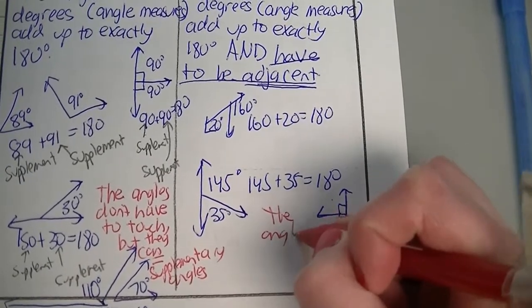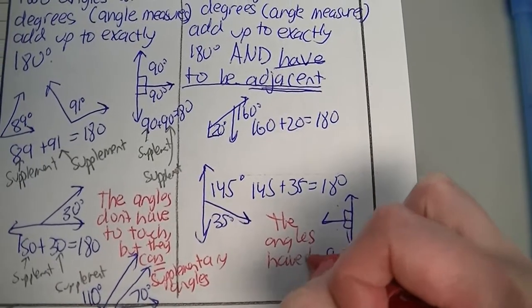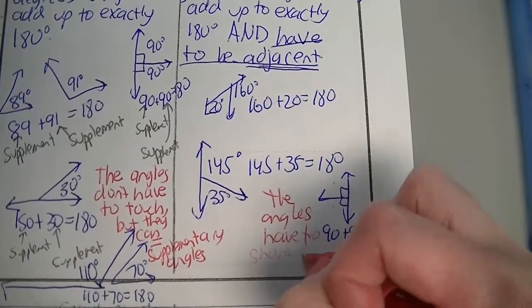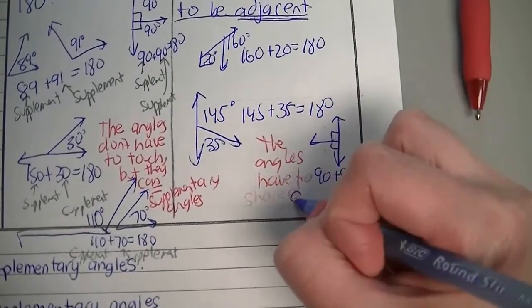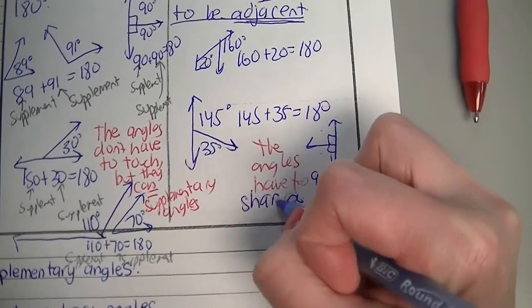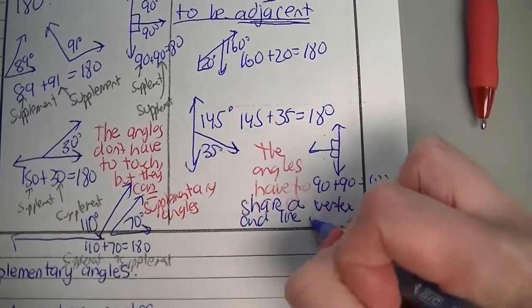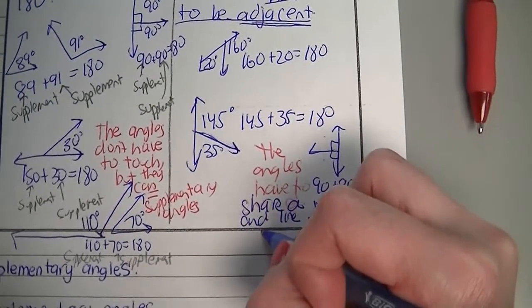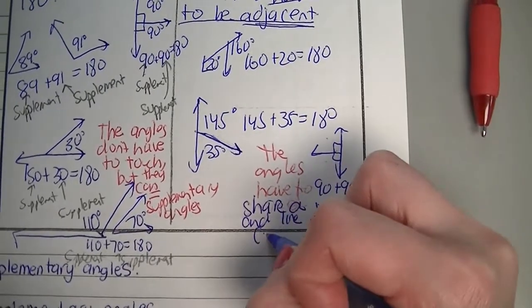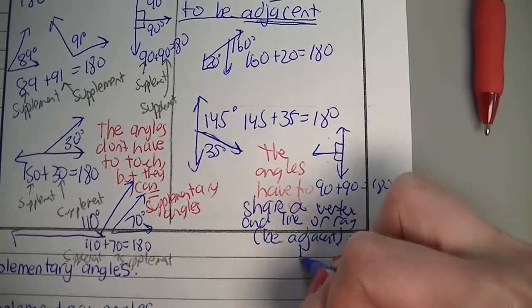The angles, to be linear pairs, have to share a, oh, my pen's dying. Share a vertex and line or ray. So they have to share this right there. In other words, that means being adjacent. You know, they have to share a side in order to be a linear pair.